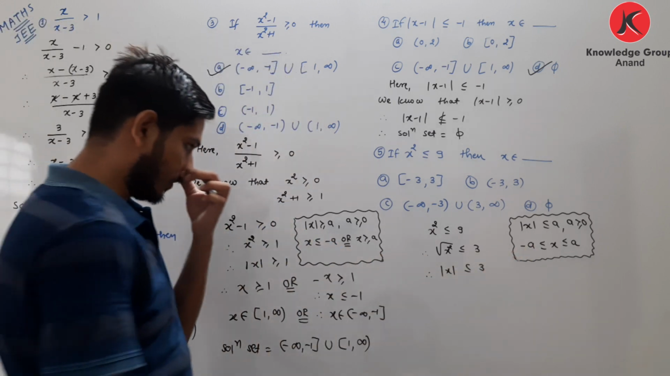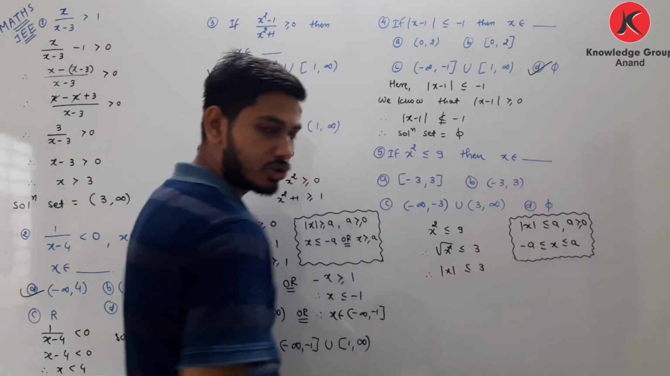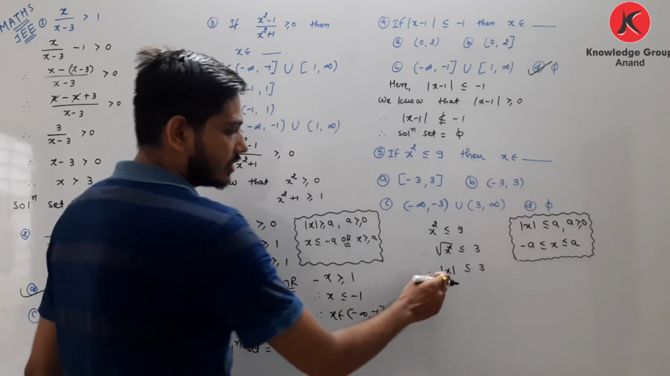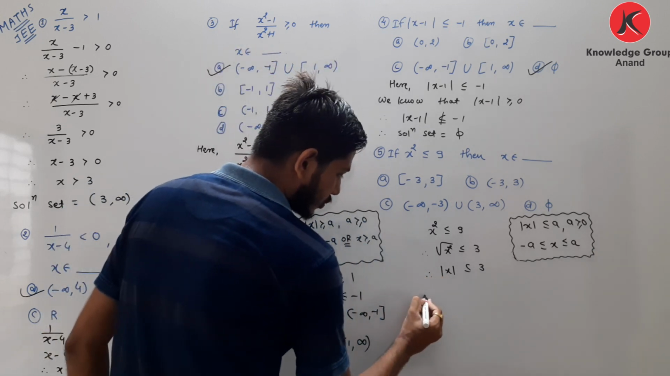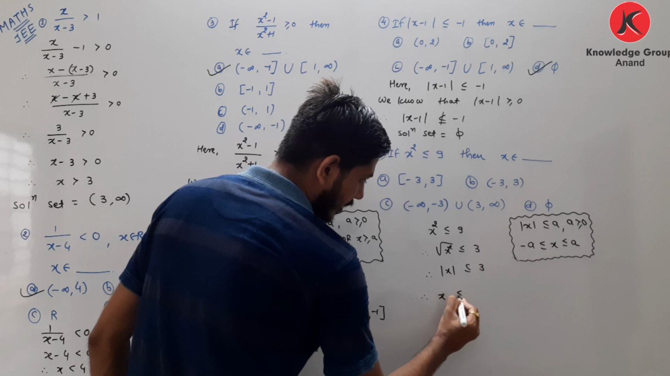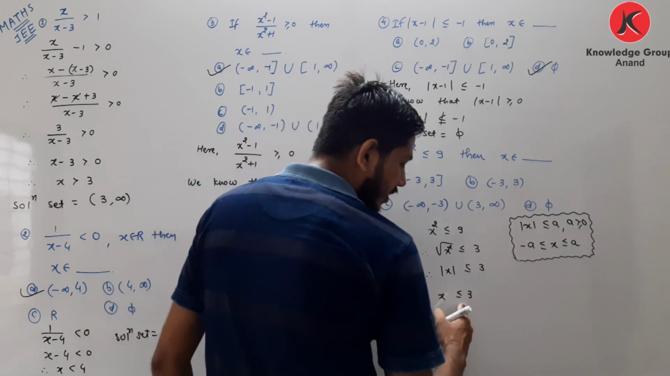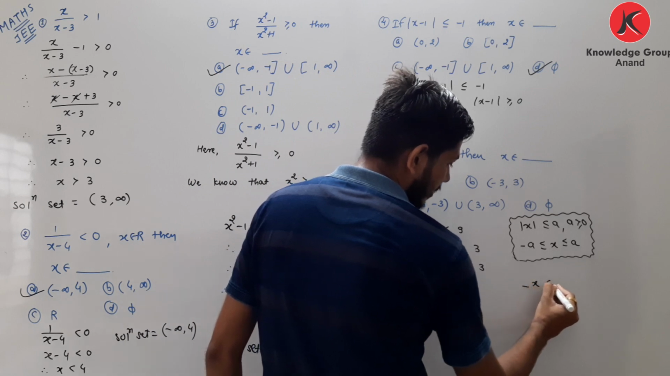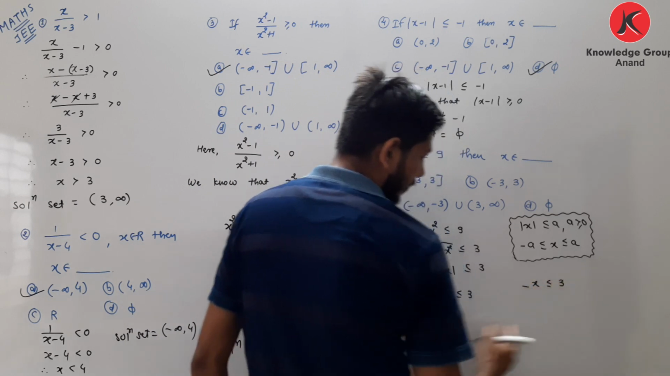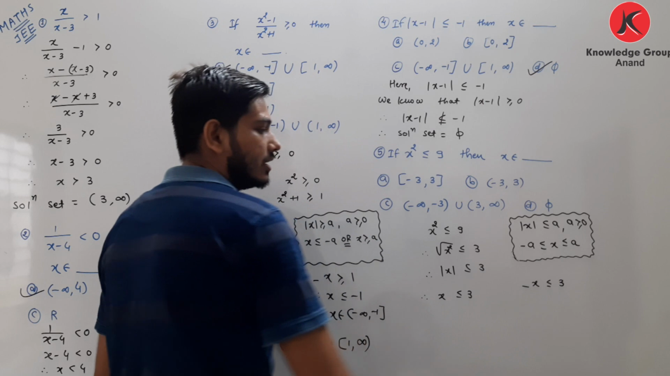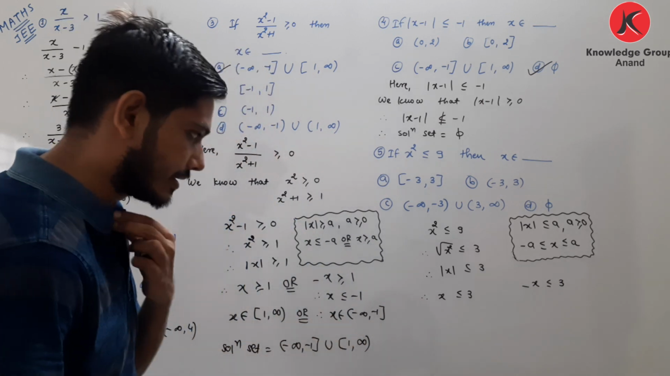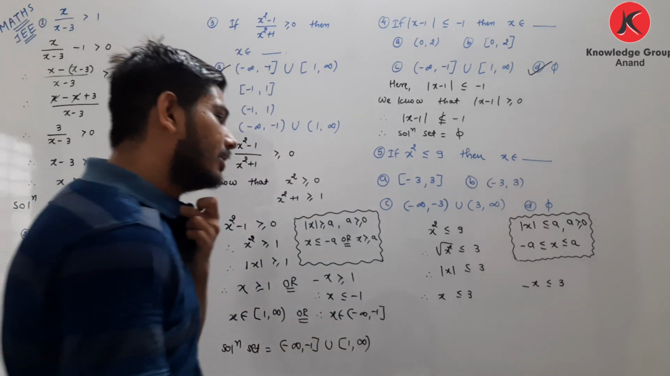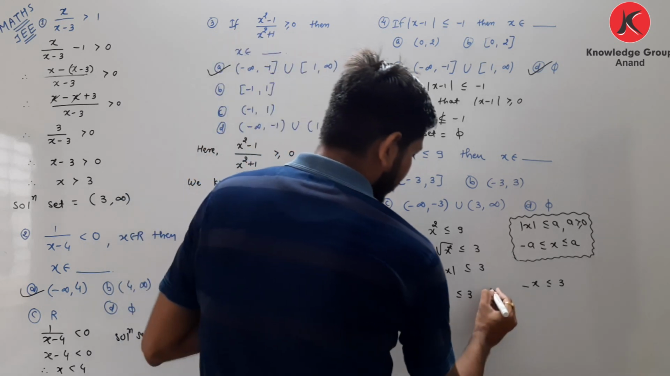See here, modulus x less than equals to 3. We know that modulus x having two possibilities. First possibility is x less than or equals to 3, and the second possibility is minus x less than or equals to 3. First one is plus x, second one is minus x. Okay. Now simplify this thing here.